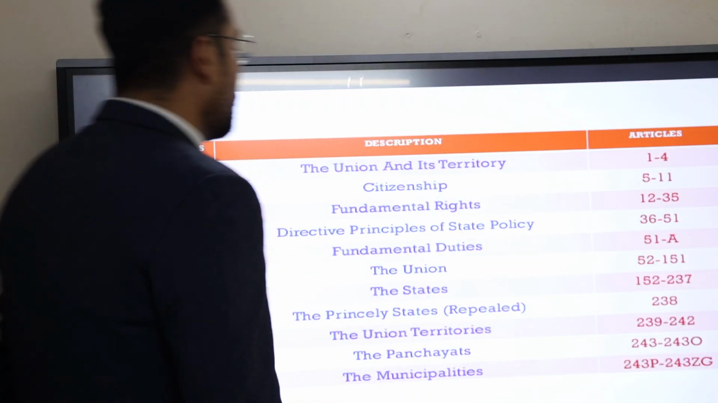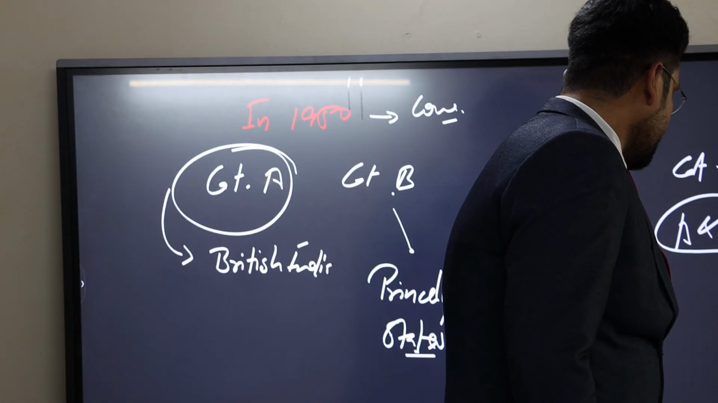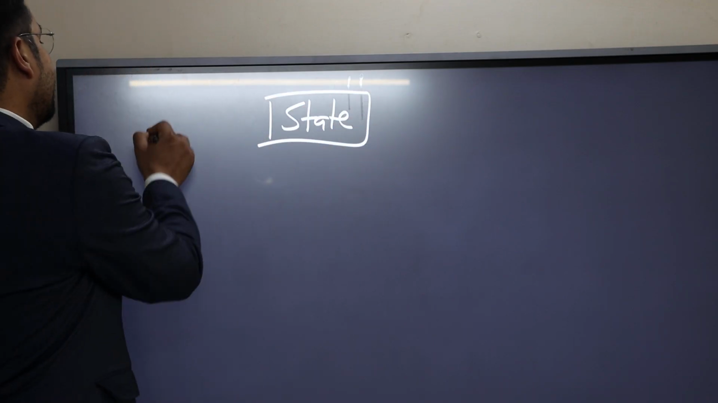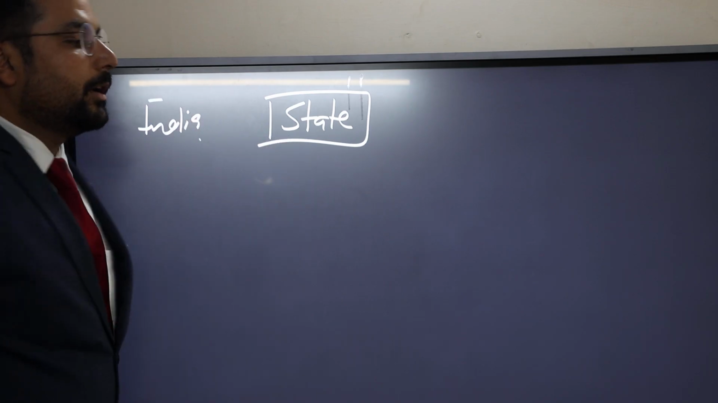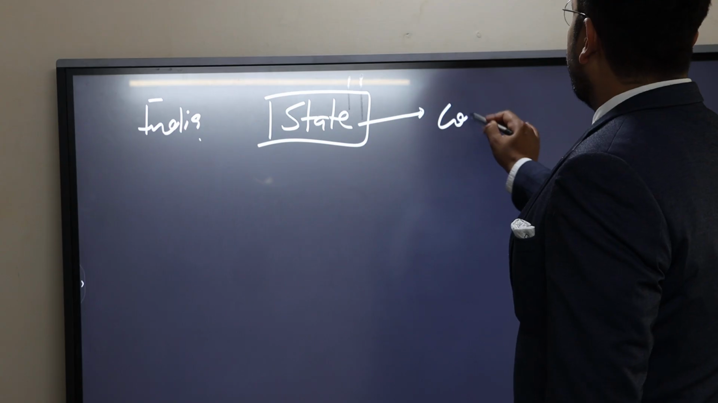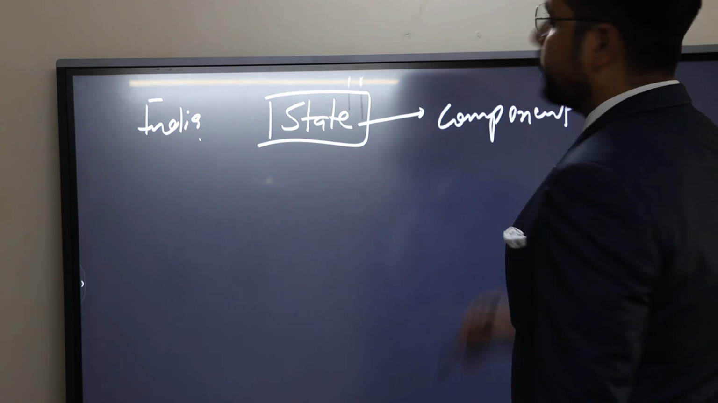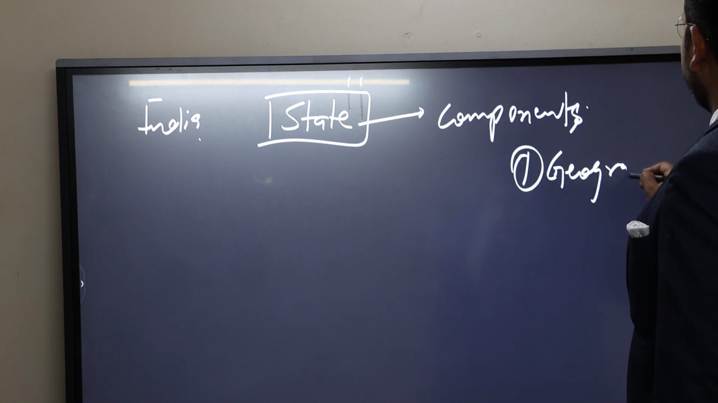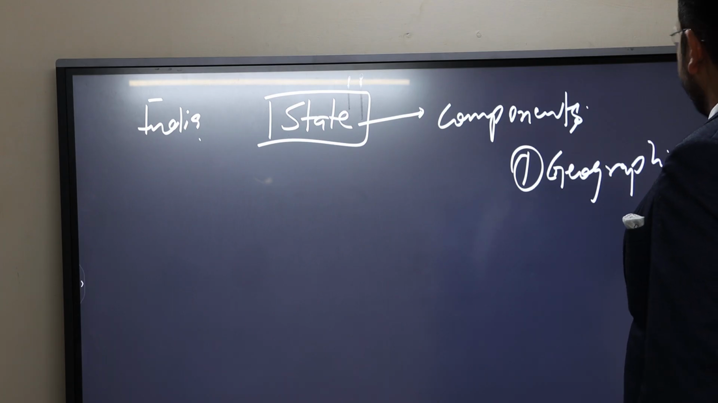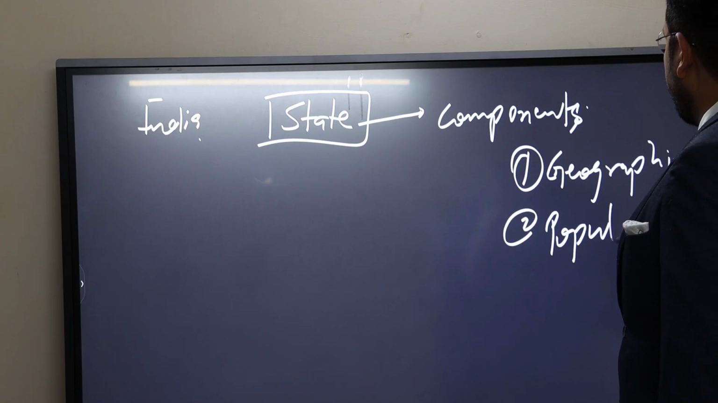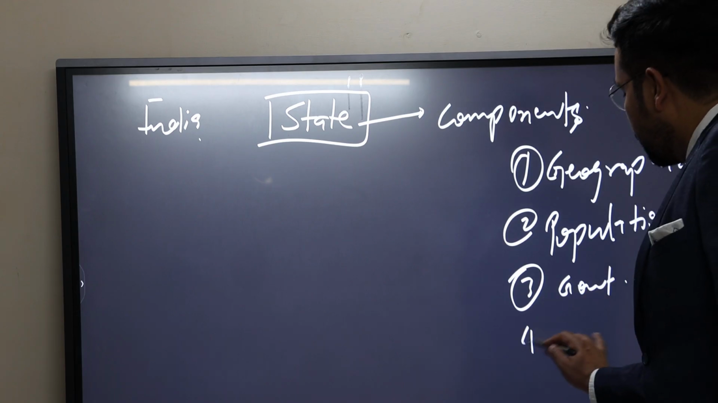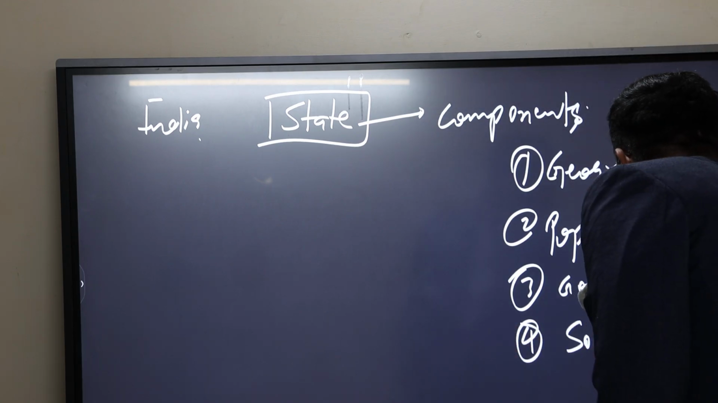Apart from that, we will see one more concept. When we talk about India as a state, there are certain mandatory components which are required for a state like India. These components are a definite geographical territory, the population living in that territory, a government to rule over that territory, and last but not least, sovereignty.